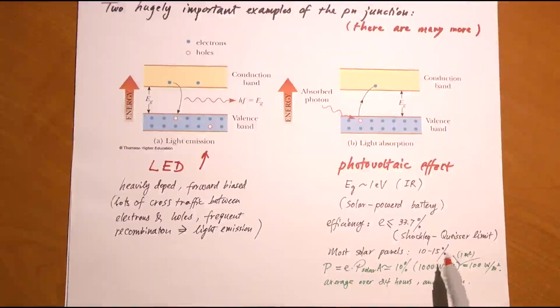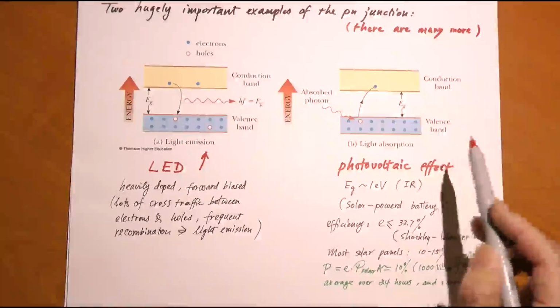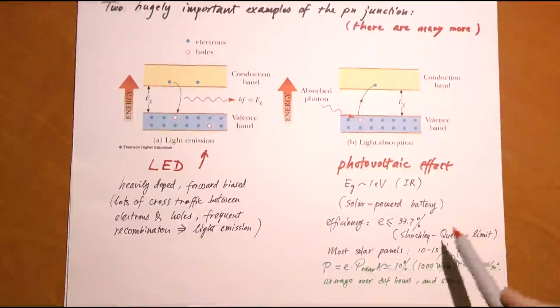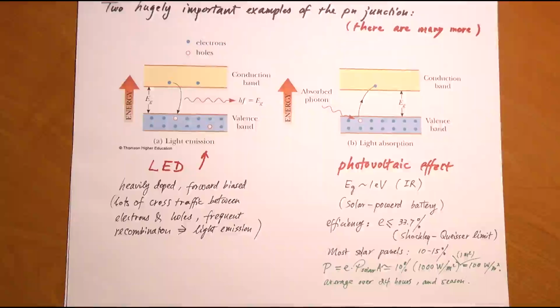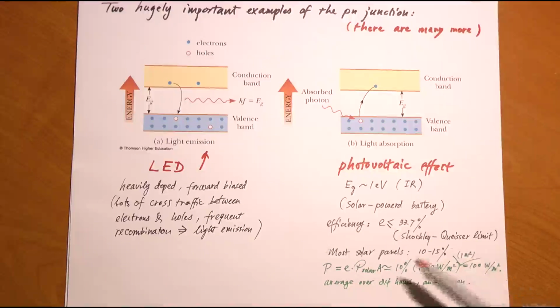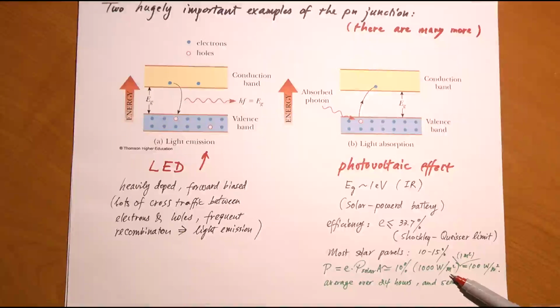So let's say you take a 10% efficient solar panel, which is made of a whole bunch of these photovoltaic PN junctions. And let's say the area of interception is 1 meter by 1 meter, so 1 meter squared. What kind of electrical power can it get if you expose it to regular sunlight, which has an intensity of about 1,000 watts per meter squared?